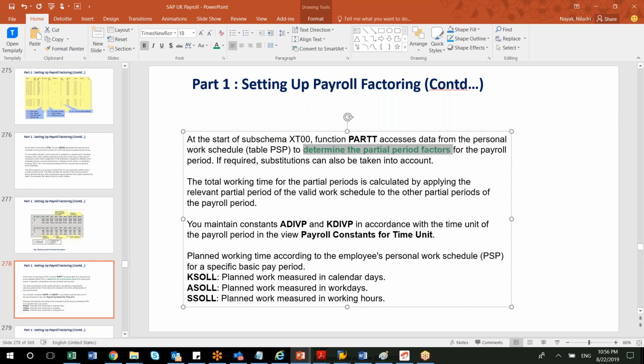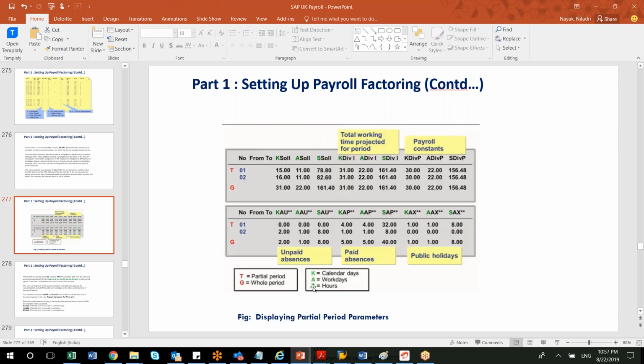If you're going for any certification or interview, mostly they will be asking these questions about the period factor. Similarly, these are the tables. You don't have to remember these tables. The only thing I suggest is to remember the first letter so that it is easy to identify. K means calendar days. It is easy to remember. And A and S only you have to remember: A is for working days, S is for number of hours.